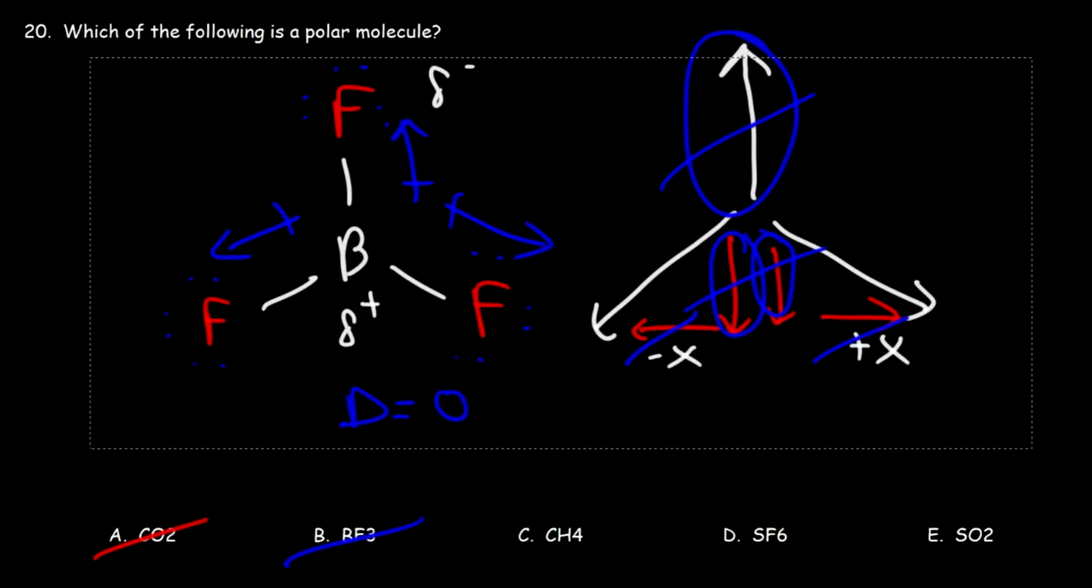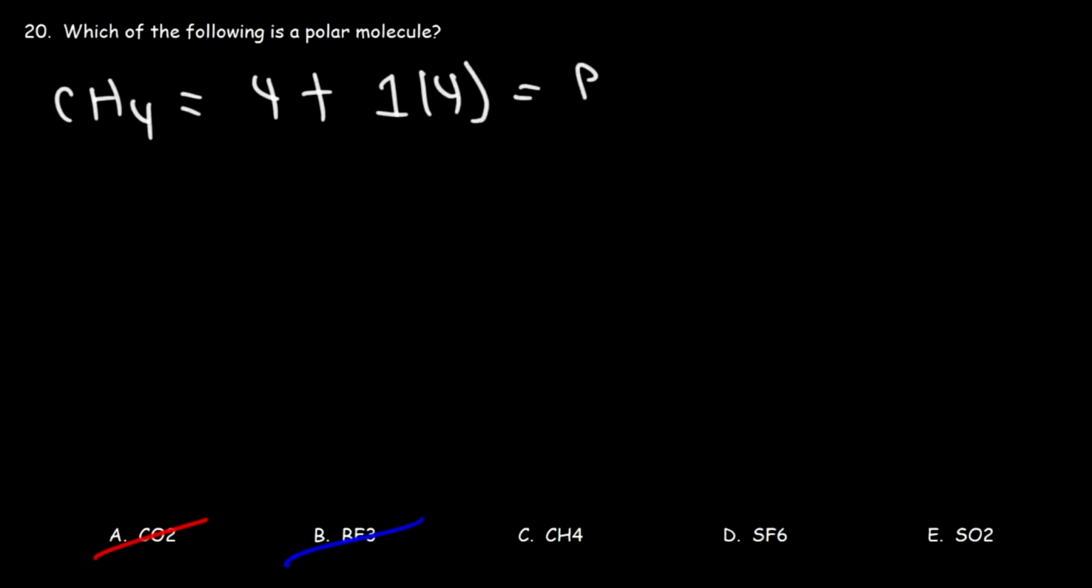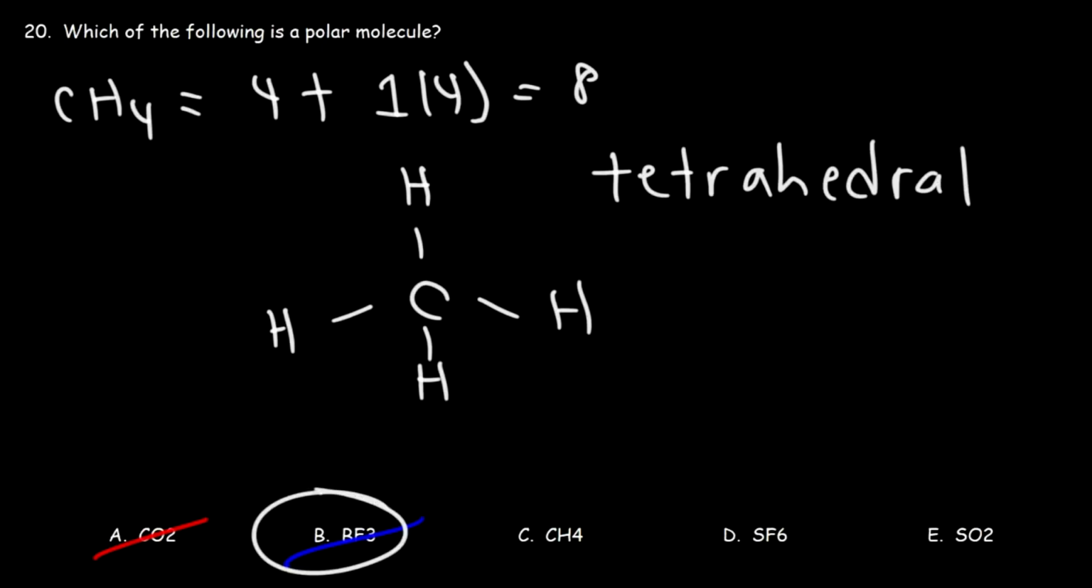Now let's move on to answer choice C, CH4, methane. Carbon has 4 valence electrons, hydrogen has 1, so the total number of valence electrons is 8. Now keep in mind, hydrogen likes to form 1 bond. So this is the Lewis structure for methane. The geometry is tetrahedral. And by the way, the geometry for the BF3 molecule is trigonal planar, just in case you were curious about that.